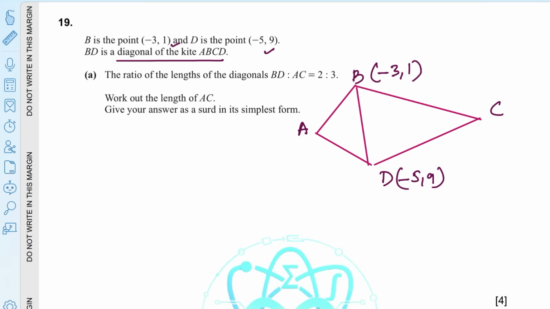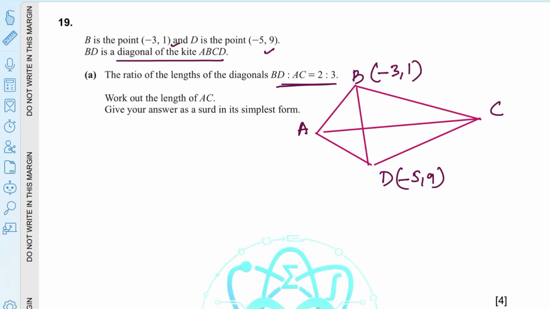Now the ratio BD to AC is given as 2 to 3. That means two diagonals are given, right? If I draw this, the diagonal AC is bigger, obviously. Yes, 2 to 3. Now work out the length of AC. We need to find the length of AC.